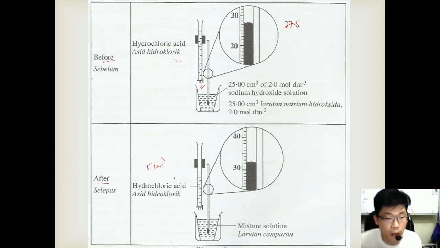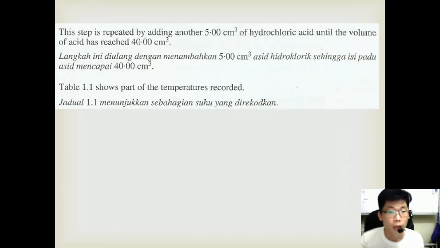So how about this? This would be 32.5 degrees Celsius. Okay. So this step is repeated by adding another 5 cubic centimeter of hydrochloric acid until the volume of acid has reached 40 degrees Celsius. Okay. So this table shows the part of the temperature recorded.